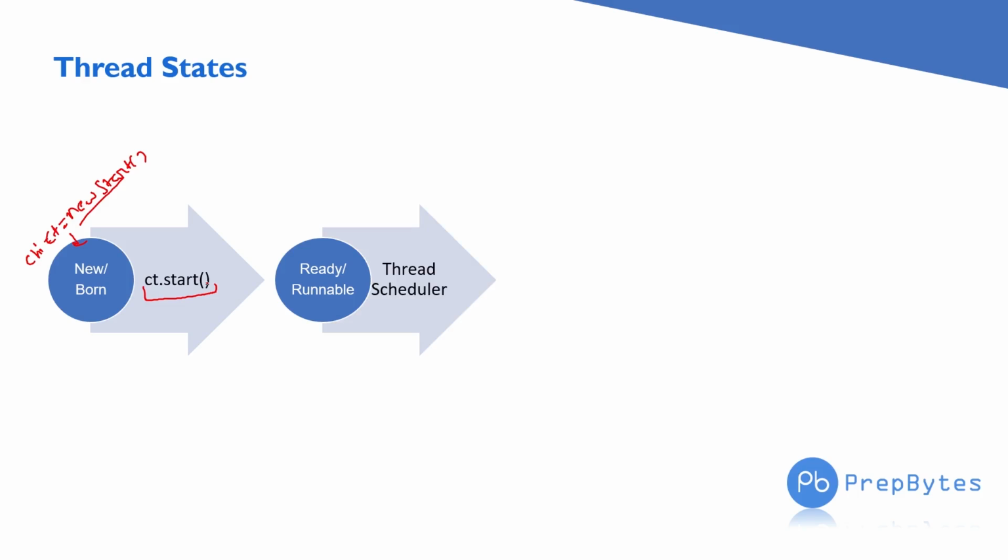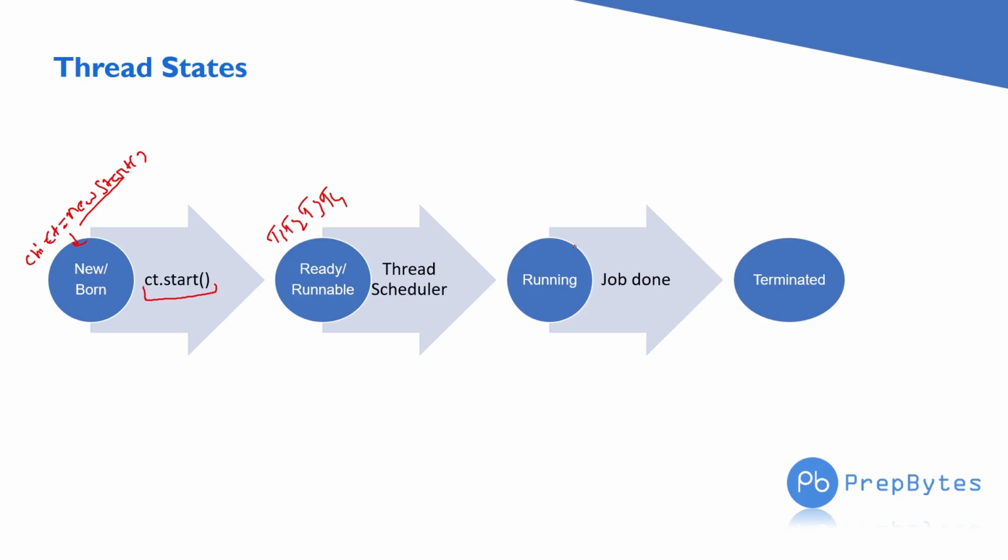Then using the thread scheduler, if we have T1, T2, T3, T4 here, it will schedule a thread from among them and give it to the CPU. Then the thread will start running. And when its job is complete, job is done, then it will be terminated. These are the 4 states.